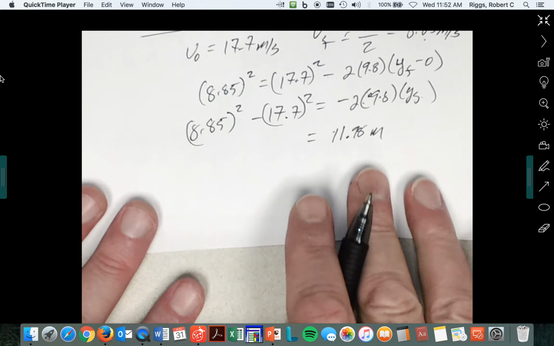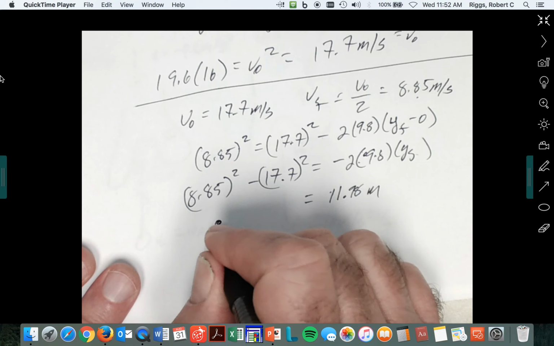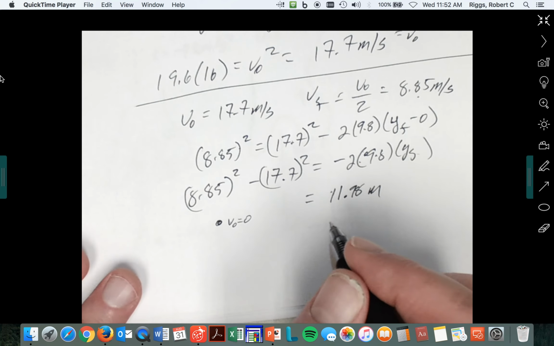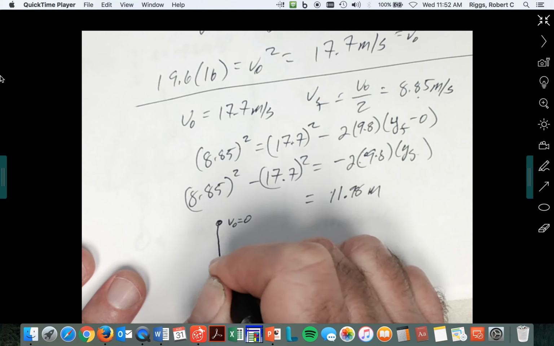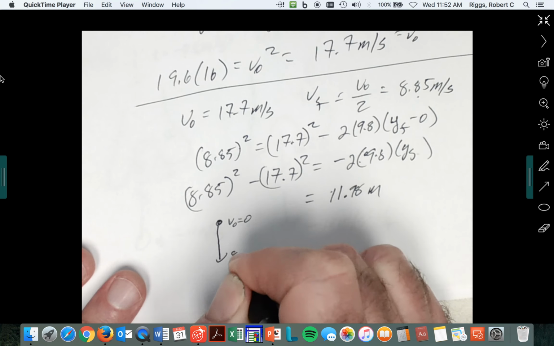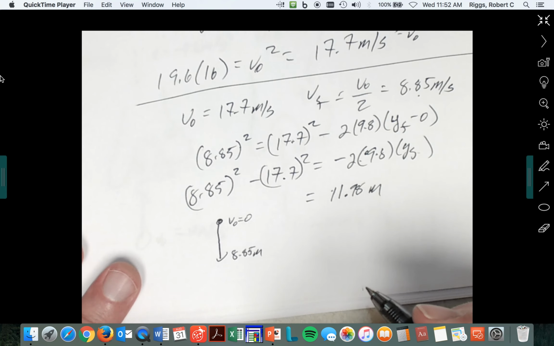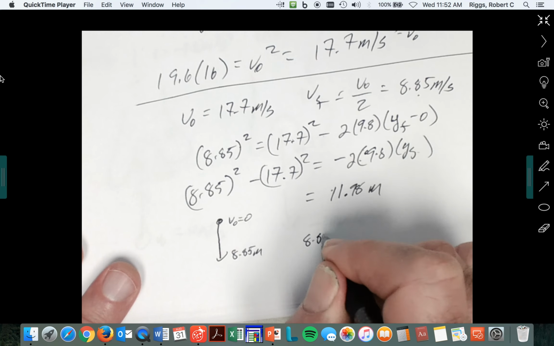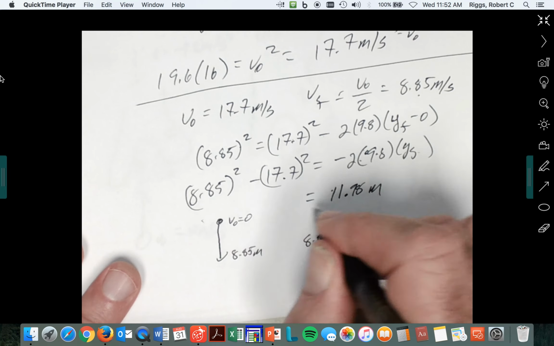Let's look at it coming back down. When it's coming back down, it's starting off with V naught equals 0. And then we want to figure out how far it went when it equals 8.85 meters per second this way. Whole different ball game. This time I've got 8.85 squared is equal to, this is for coming down.